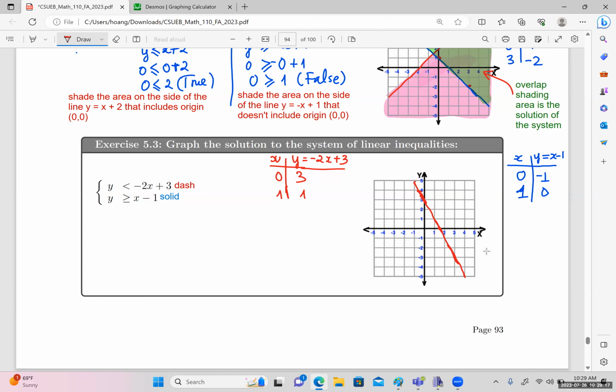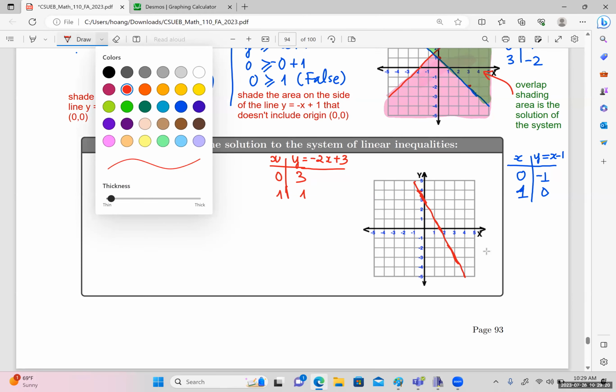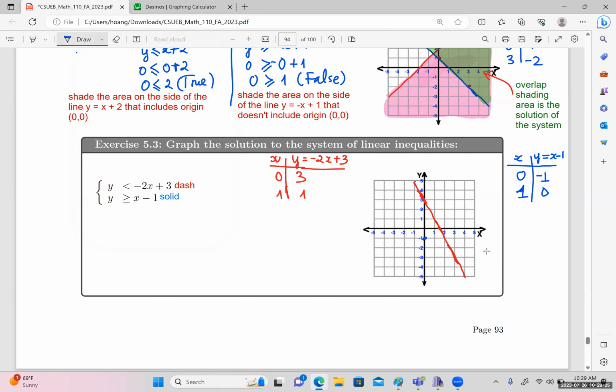The second one is going to be 0 and -1. Use another color. 0, -1, right? 0, -1 will be this guy. 1, 0. So 1, 0 would be this guy. Draw the line, go through this. Okay, now we can go ahead and draw. This side is okay to me.